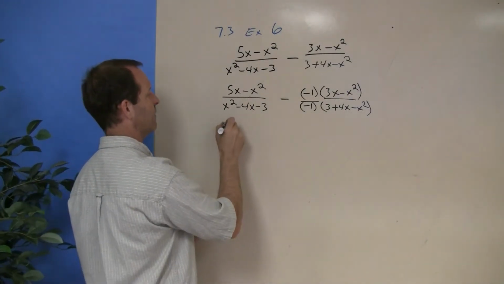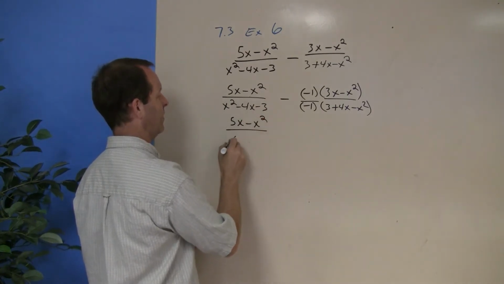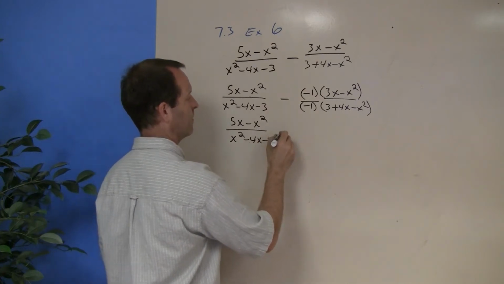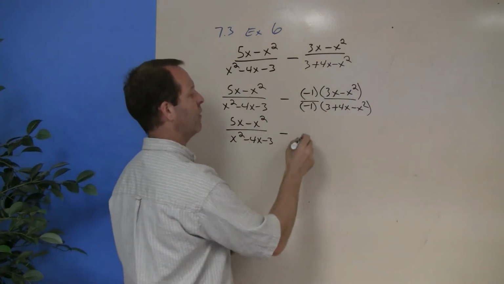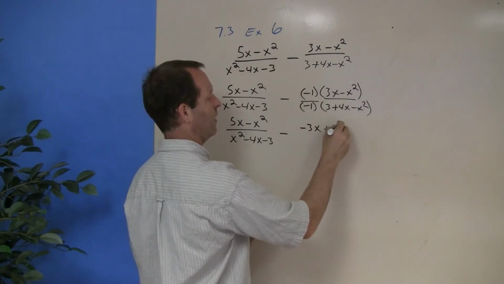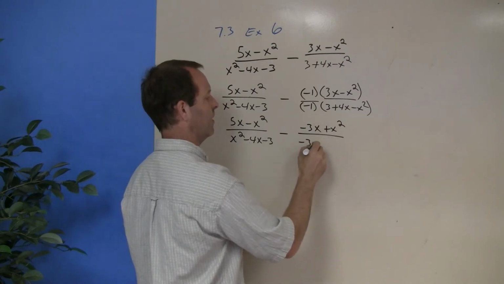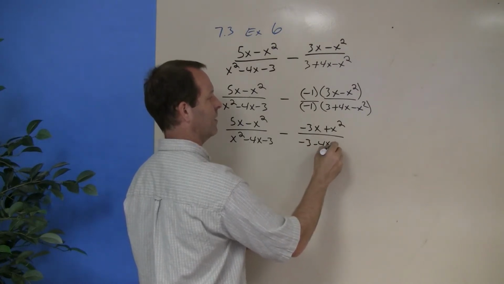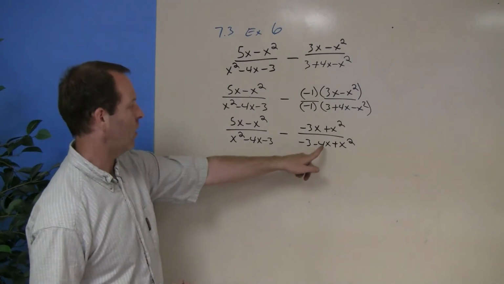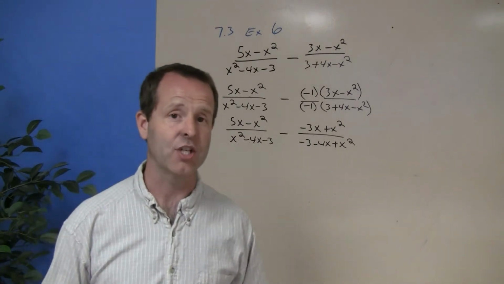Again, nothing's happening on this first side, but I'm going to write it down nonetheless. -1 factored out through gives me a -3x plus an x squared. On the bottom I have a -3 minus 4x plus x squared. And I'm hoping that now all these terms match up with those terms. Might be out of order, but at least they match up.